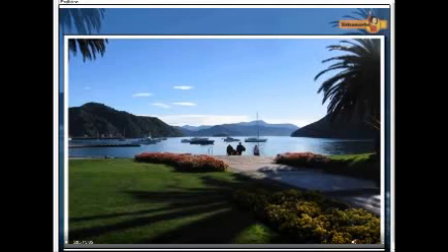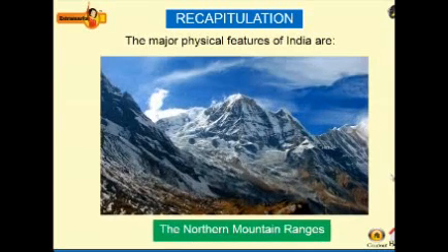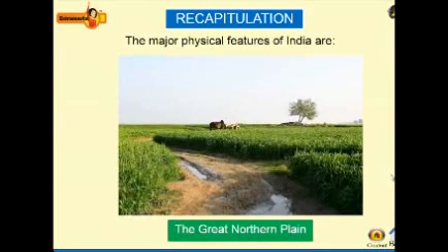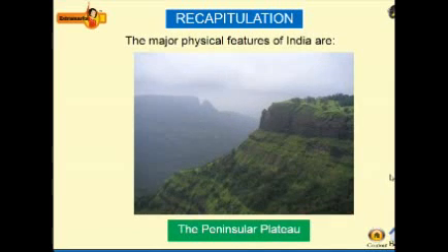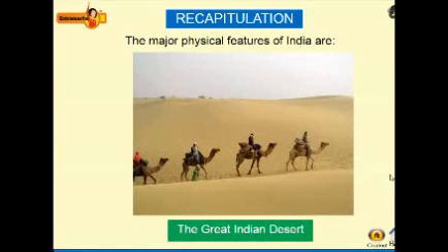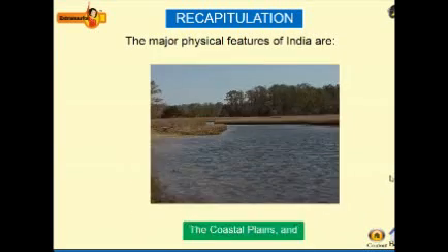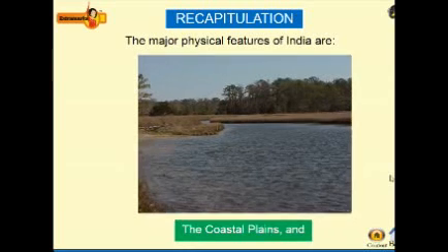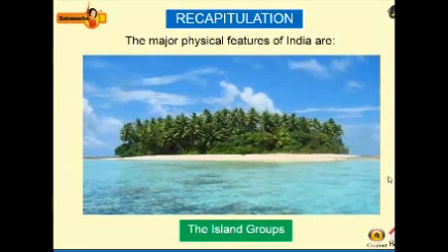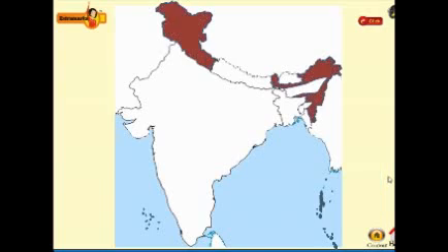Yes, this is about the Andaman and Nicobar and the Lakshadweep. Now let's recapitulate the lesson. The major physical features of India are the northern mountain range, the Great Northern Plain, the Peninsula Plateau, and the Great Indian Desert. Finally, coastal plains and islands, isn't it? Yes, these are the major physical features of India.